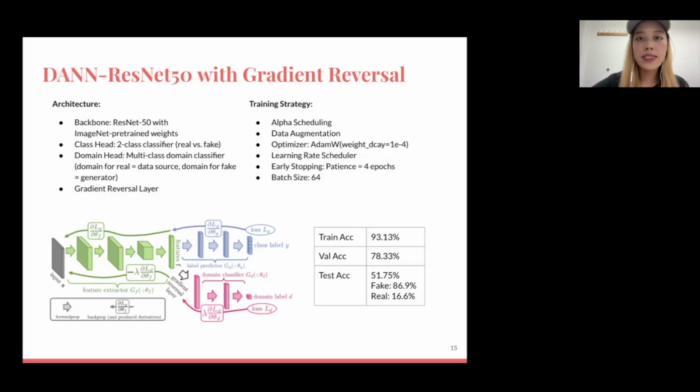As for performance, the model reached 93% training accuracy and 78% validation accuracy, showing that it learned the training distribution well. However, on the unseen test domains, performance dropped to 51%, with a large gap between fake accuracy at 87% and real accuracy at only 16%. This suggests that while DANN was able to suppress domain-specific information, it may have also weakened features important for real image classification.